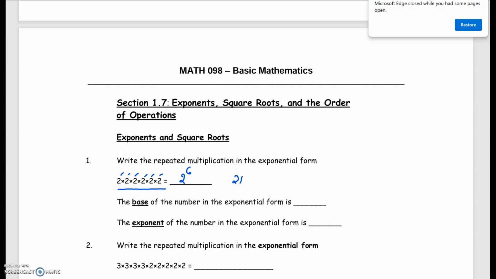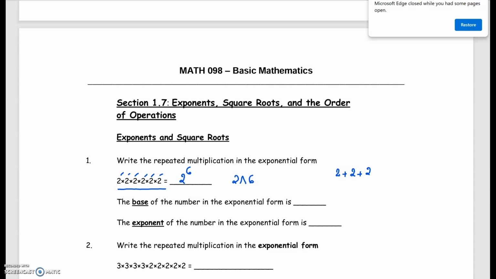And if you ever need to enter this into a basic calculator, this is what you would do: 2 to the power of 6. So when you say 2 to the power of 6, it's 2 repeatedly multiplied with itself 6 times. Now, this should not be confused with 2 repeatedly added to itself 6 times.